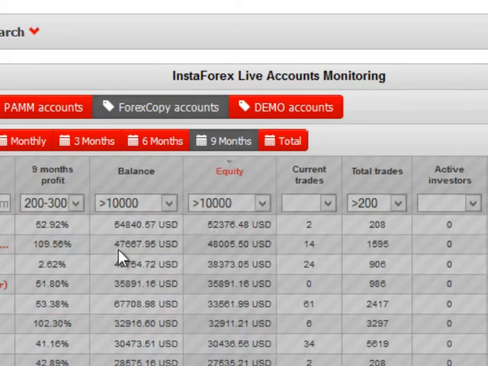But when we take a look at the second trader here, you can see that his equity is actually greater than his account balance. Now this trader has more than 200 trades, which is our bare minimum, and his profit over a 9-month period has been over 100%. Now this trader is a very good trader to copy.